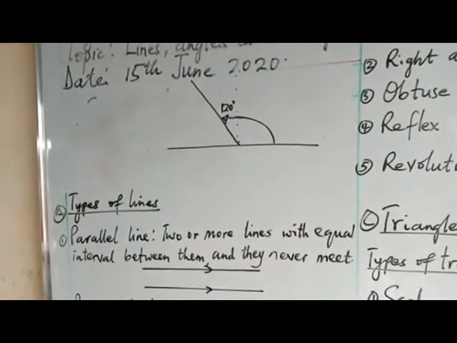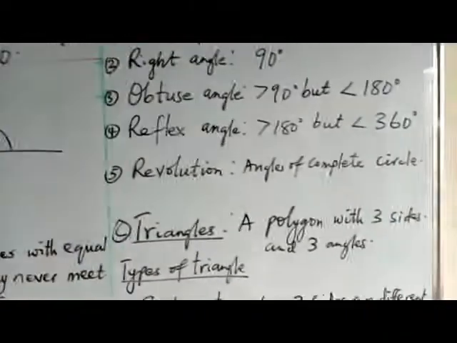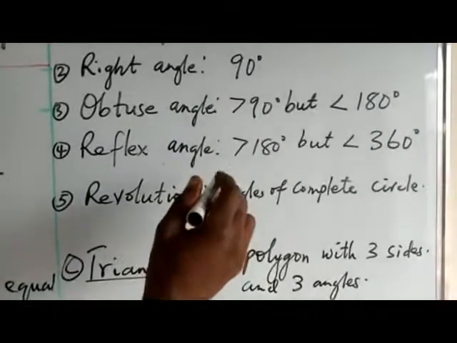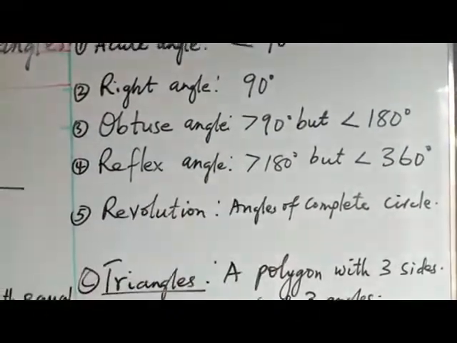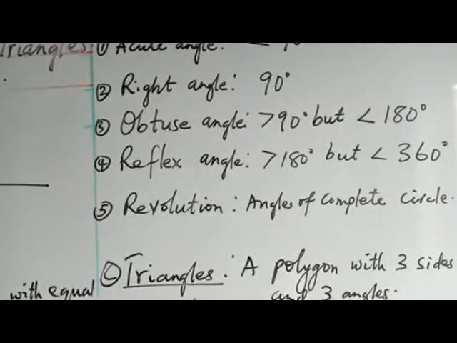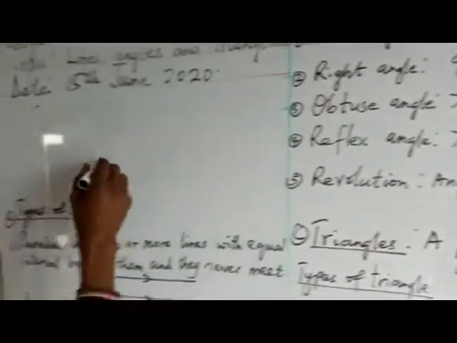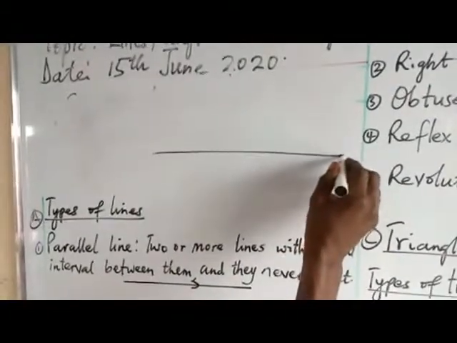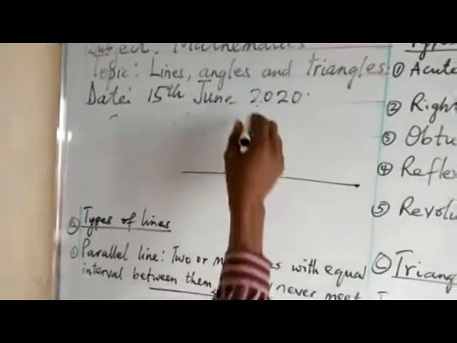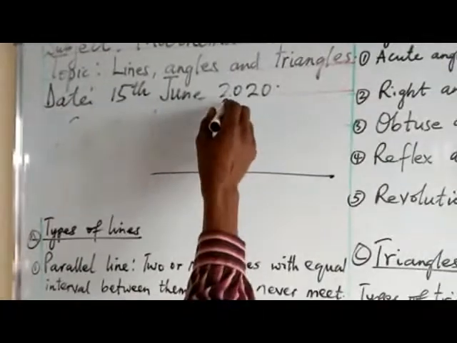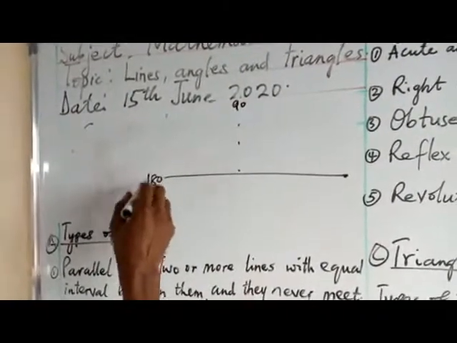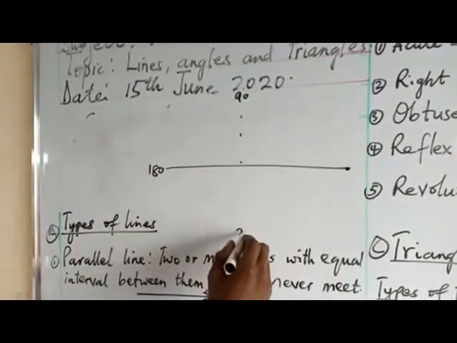The next angle we're going to look at is the reflex angle. The reflex angle is an angle that is greater than 180, but less than 360. So this is our straight line. Remember, this is always 0. This is 90. This is 180. And this is 270.